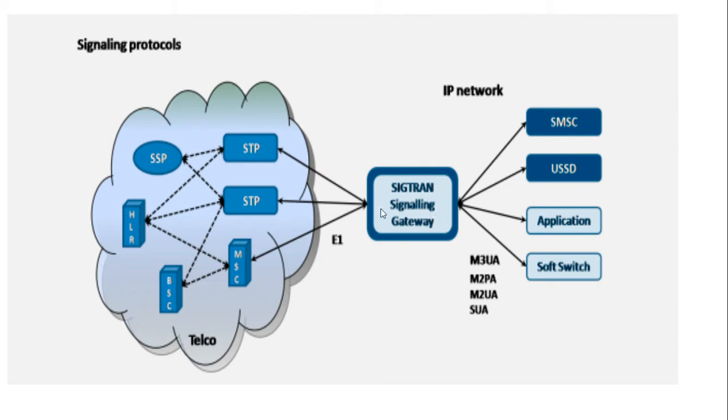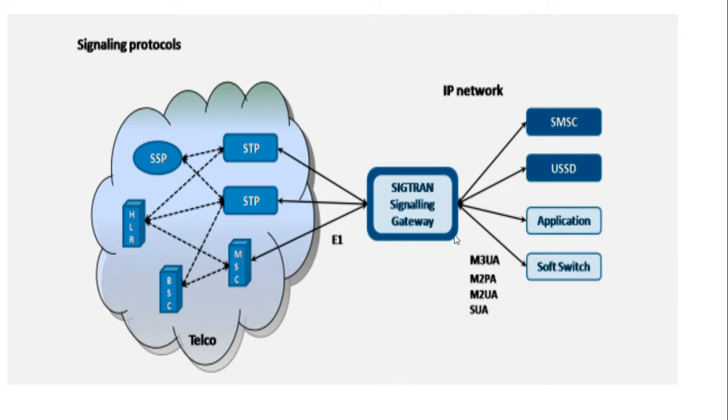What SIGTRAN does is communicate with the SS7 network, and it can send the SS7 network signaling data to the IP network. Now, applications like SMSC applications, USSD applications, and soft switches do SS7 communication over IP, over SIGTRAN only. So these are the various protocols that are used in SS7 to IP communication.